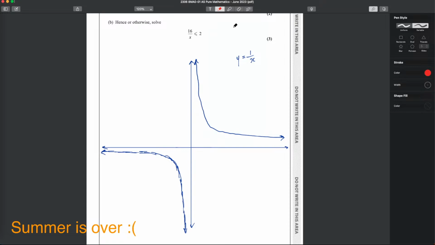Solve the inequality. Well, we could. I didn't even think about that, to be honest, because they ask us to sketch the graph, so I'm thinking I want to use the graph. But okay, let's have a look at if we just solve the inequality. So we multiply by x, we get 16 less than or equal to 2x, and then x greater than or equal to 8.